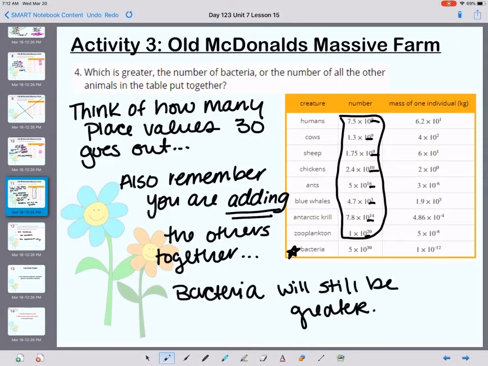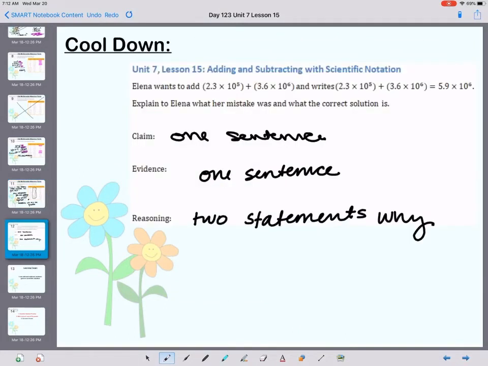All right, the last piece that you have to do in this lesson is the cool down. On the back page, you have your cool down. I have written it out as a CER, or claim, evidence, and reasoning. Your claim should be 1 sentence. Your evidence of why you're claiming that should be 1 sentence. And then the reasoning of why. So you need 2 statements saying why, or how you know, or proving what you know. So go ahead and complete that cool down.